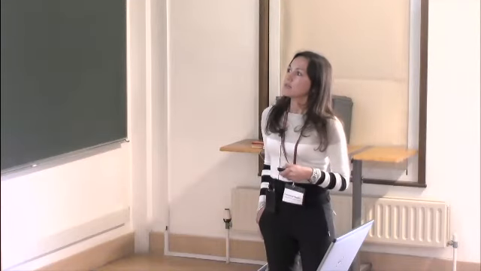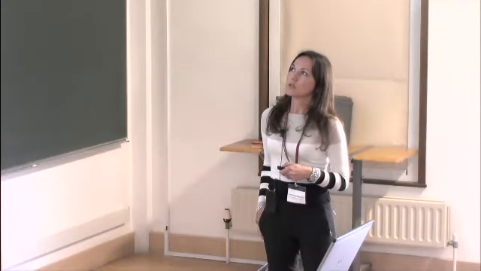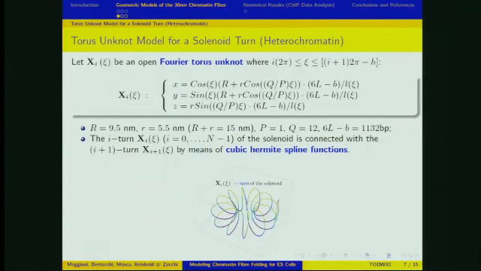Again, the length of the Fourier torus unknot is normalized by this quantity such that every turn of the solenoid has constant length. The final model of the solenoid is then obtained by connecting, again by cubic spline function, each single level of the solenoid with another one.